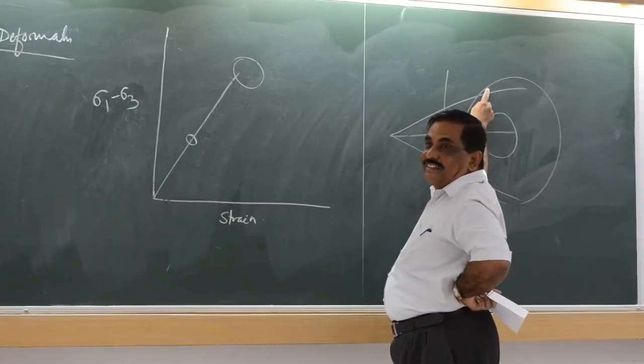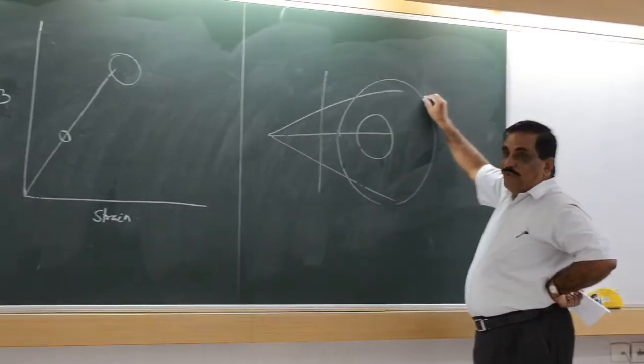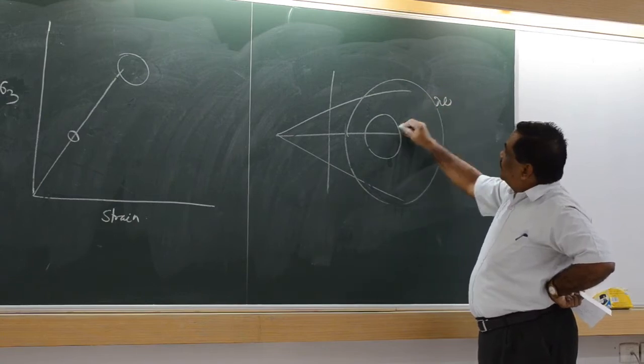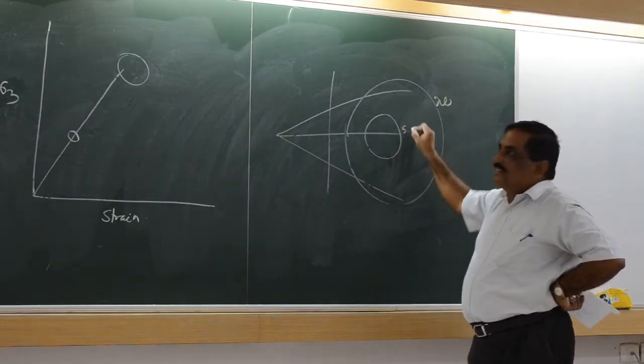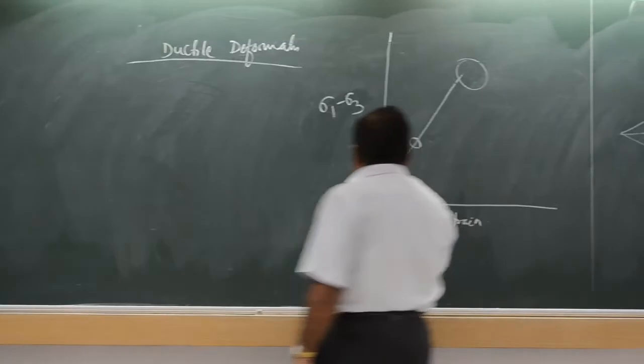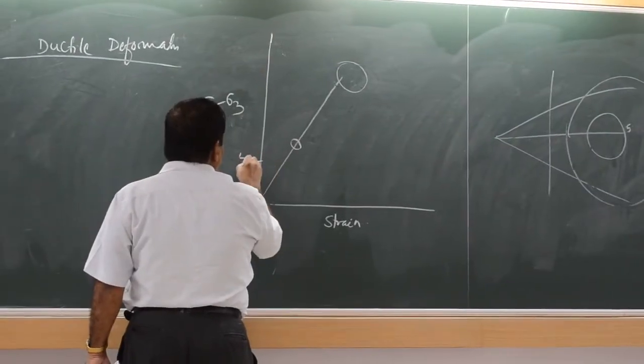This circle. Sigma 1, sigma 3 is more now, 20. Here sigma 1, sigma 2 is 5. So when you go from here, you put zero. I'll repeat, yeah. I think some of you have not understood.